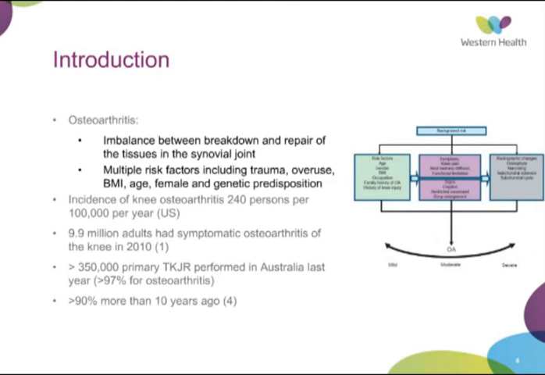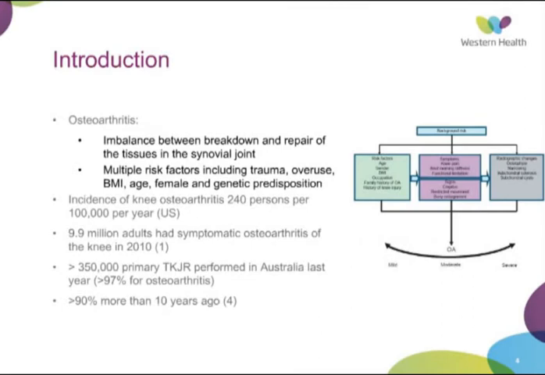It's a very common thing, osteoarthritis. Incidence of 240 per 100,000 in the US, and there's about 10 million people walking around the US today who have symptomatic osteoarthritis in the knee. In Australia, last year, there was over 350,000 total knees on the registry, and over 97% of those are for OA, and that's a 90% increase compared to 10 years ago.